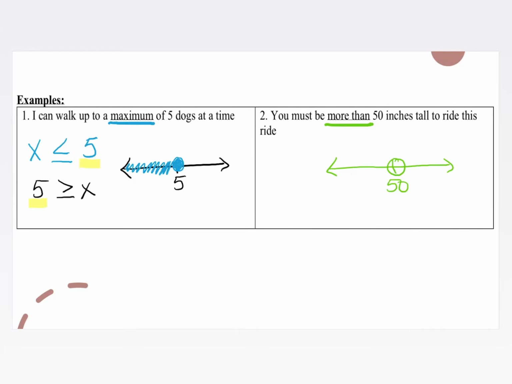Can I be 51 inches, 52 inches, 53 inches? Yes. So I can be all of the values that are taller or greater than 50 in this case. Can I be 49 inches, 48 inches, 47 inches? I cannot. So x must be greater than 50.